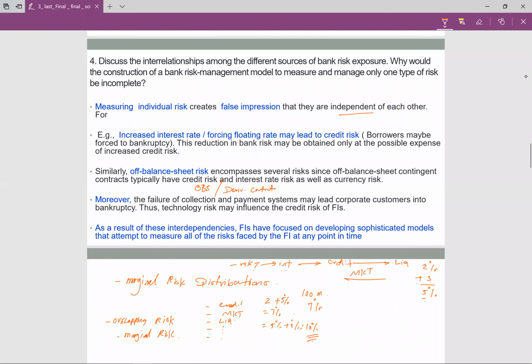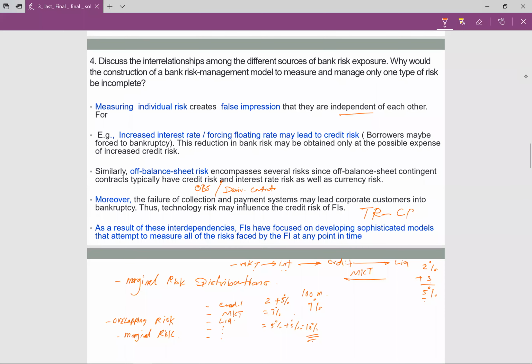Moreover, there is the failure of collection and payment systems. For example, this is a technology risk. We have a customer who cannot collect because his system is hacked, or there is a problem in technology and his collection system is not working very well. So he doesn't have any cash, no liquidity, loss of data, loss of cash, whatever. So the second day, he will not pay you. So technology risk becomes a credit risk.